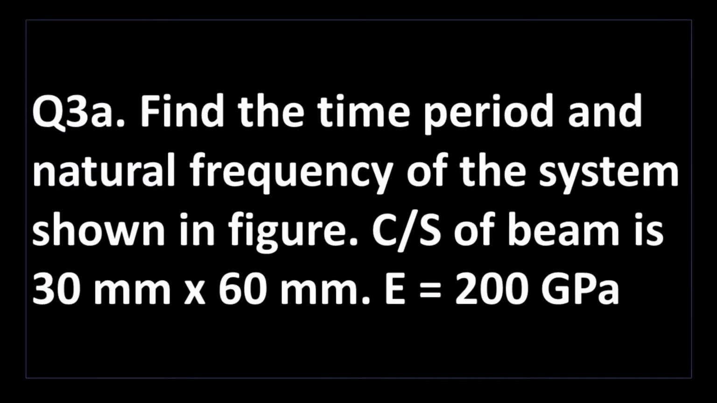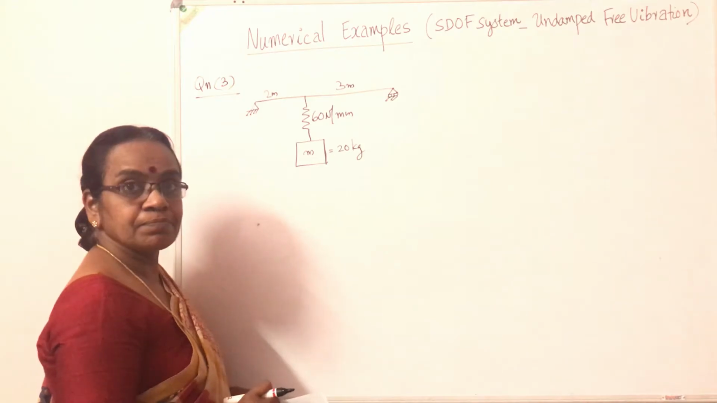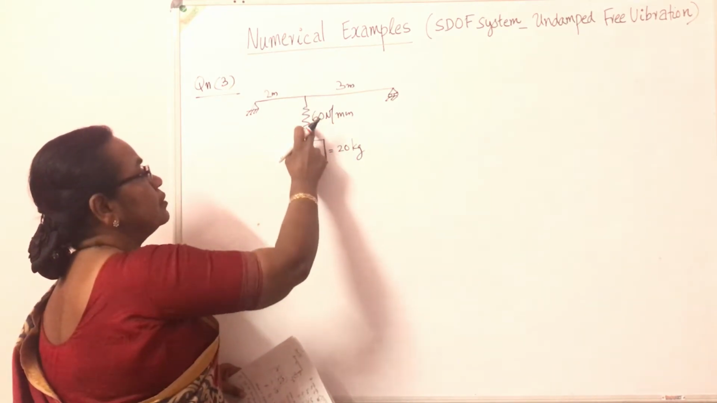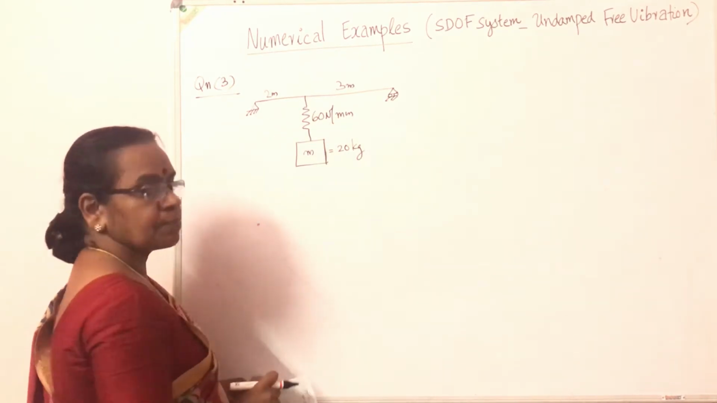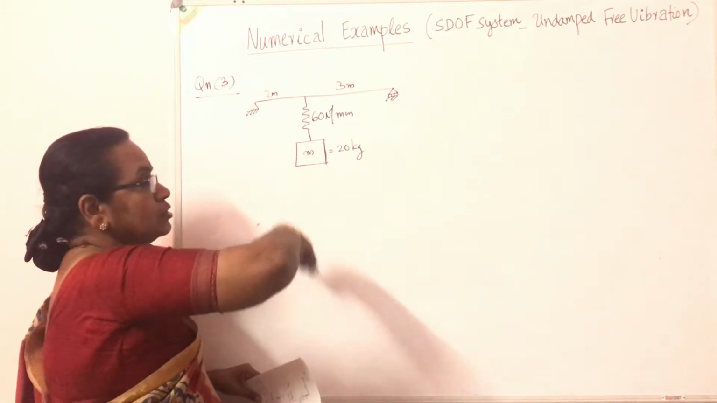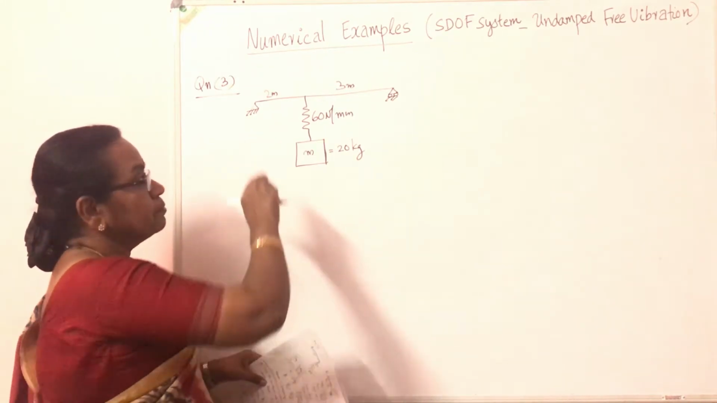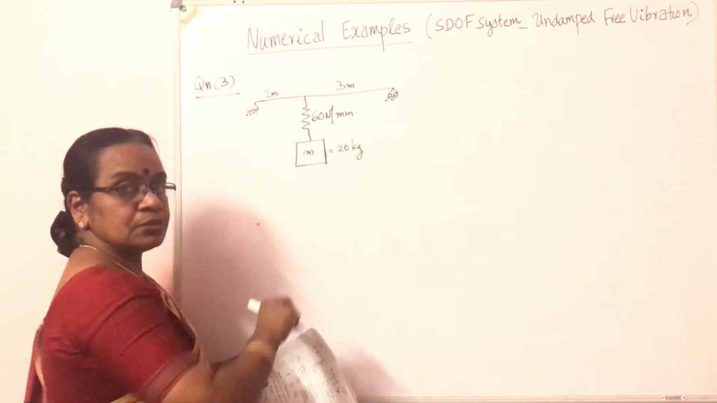Question number 3. Find the time period and natural frequency of the system shown in the figure. The cross section of the beam is 30 mm by 60 mm. A spring is attached to a simply supported beam at a distance of 2 meters, and a mass is hanging like this. As the beam undergoes deflection, it is said to be transverse vibration.